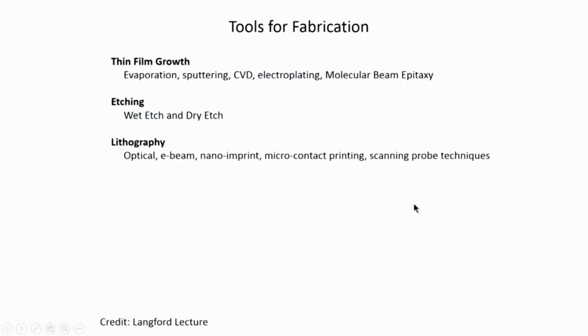So, there are several tools for fabrication. They are categorized as the thin film processes like vacuum evaporation, sputtering, chemical vapor deposition, electroplating, and then epitaxial methods like molecular beam epitaxy and so on.